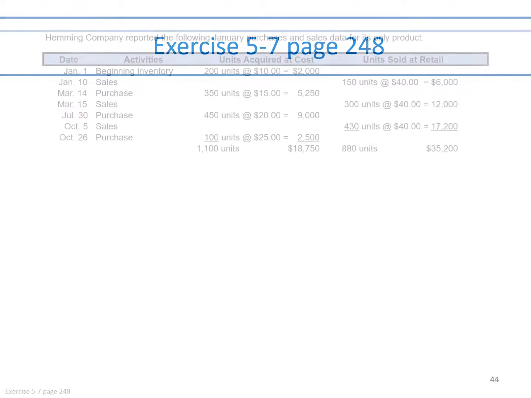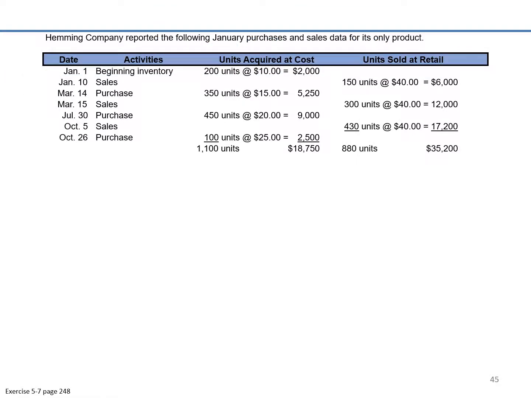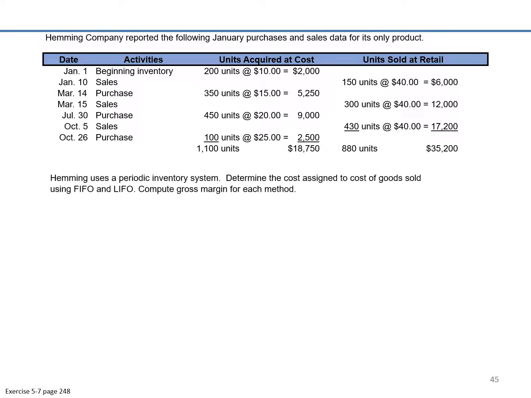Okay, so exercise 5-7. Hemming Company reported the following January purchases and sales data for its only product. So they want us to determine the cost assigned to cost of goods sold using LIFO and FIFO and compute the gross margin for each method. And we are under the periodic inventory system. So at the end of each period is when we're going to compute the cost, not along the way. Okay?